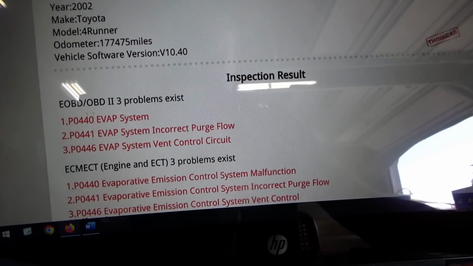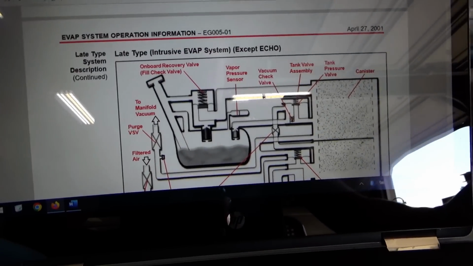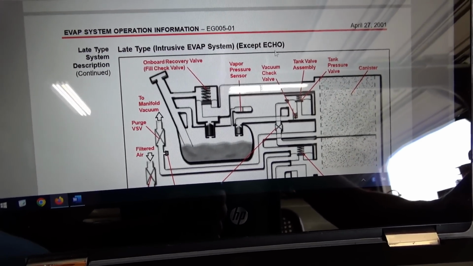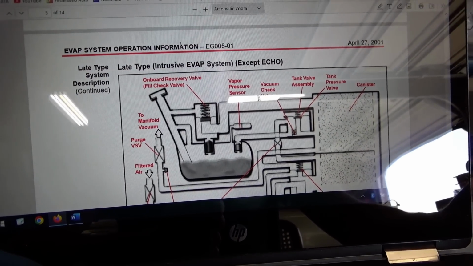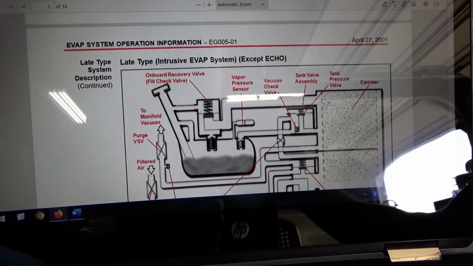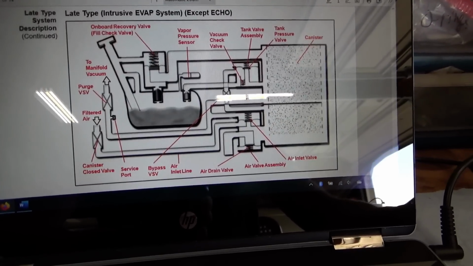So, these codes can set for various reasons, and one document that's very handy to study before doing the diagnostics is this EVAP System Operation Information, EG005-01. So we have the Lite type intrusive EVAP system. And here is the setup.